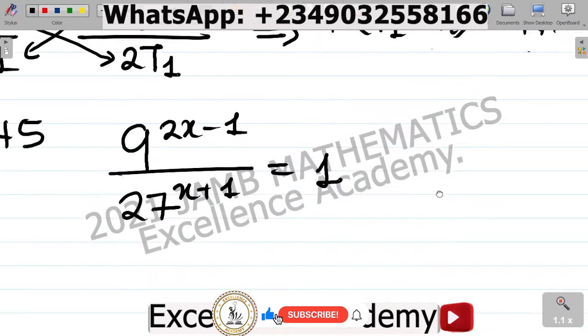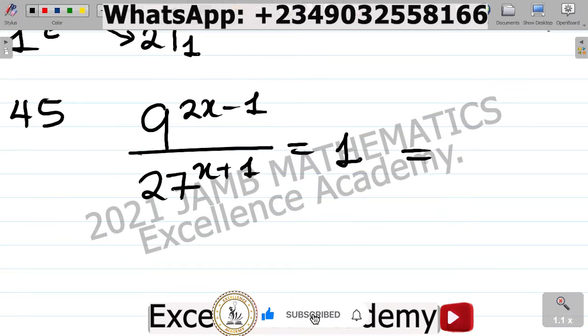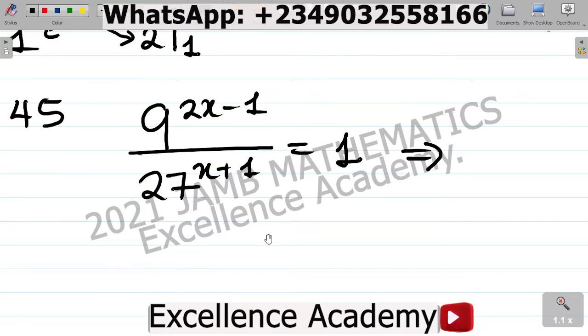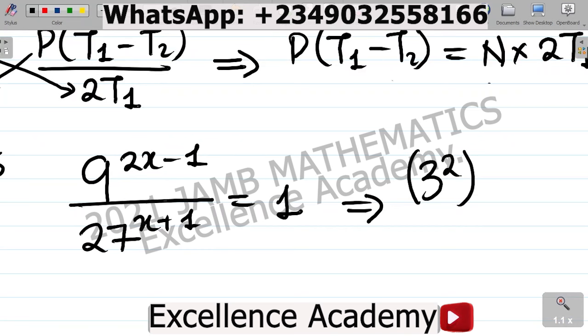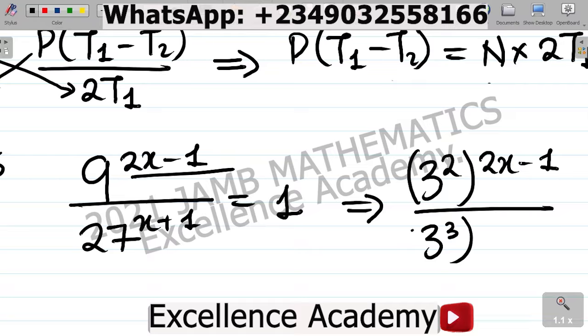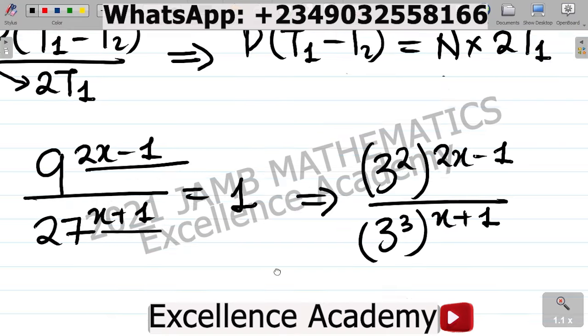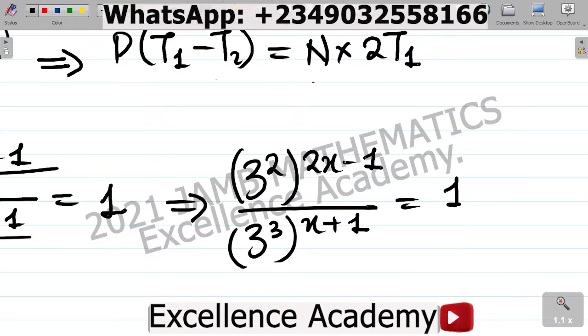So how do we solve this question? For this question here, if you look at what I have here, this can be expressed in terms of power 3. This can also be expressed in terms of power 3. And 9 is simply equal to 3 to power 2. So 9 is 3 to power 2. Then include what I have here, which is 2x minus 1, all over 27, which is simply 3 to power 3. Then include what I have here, that's x plus 1. This will be equal to 1.